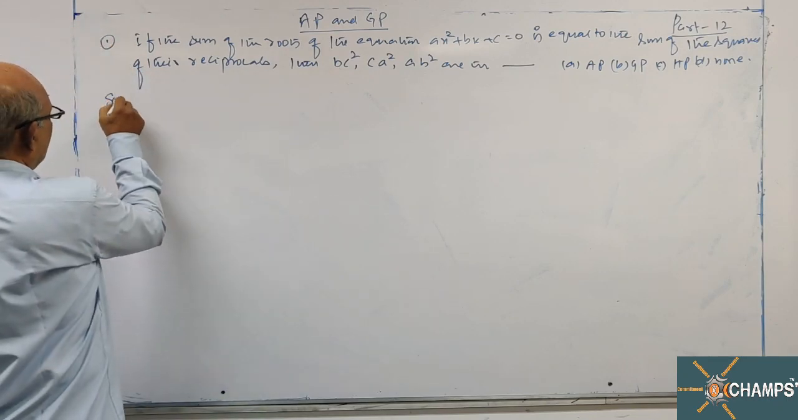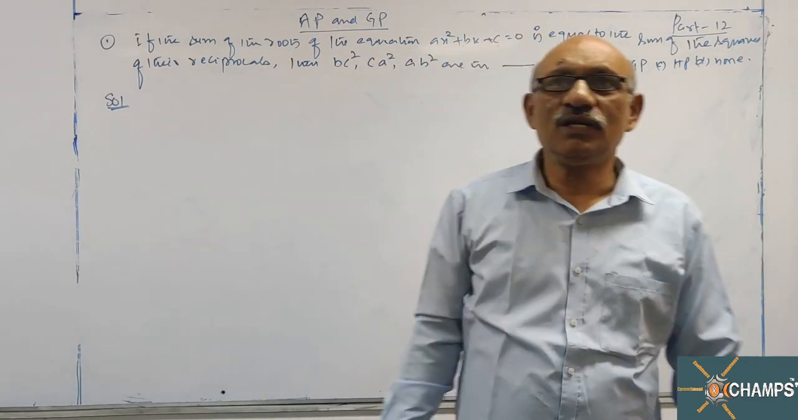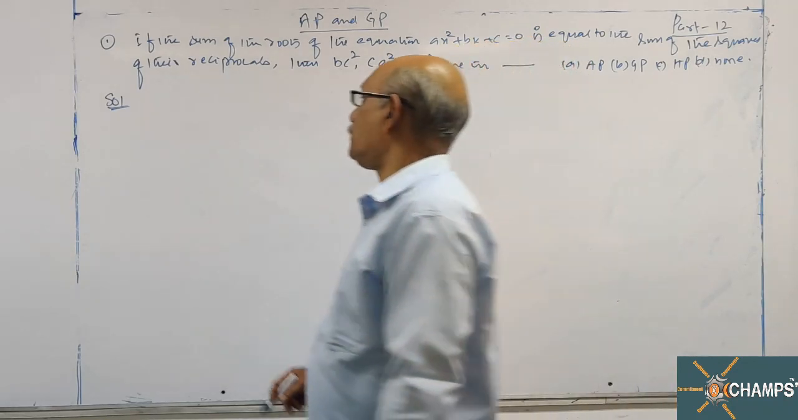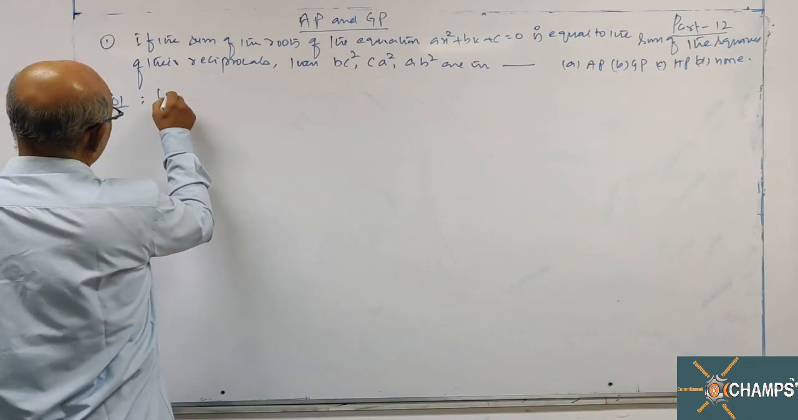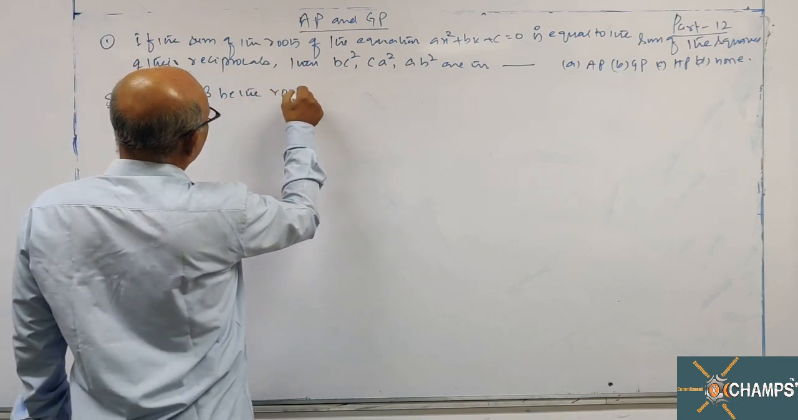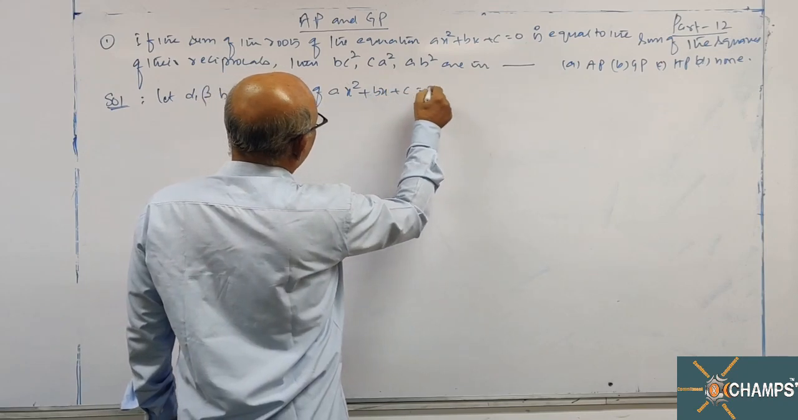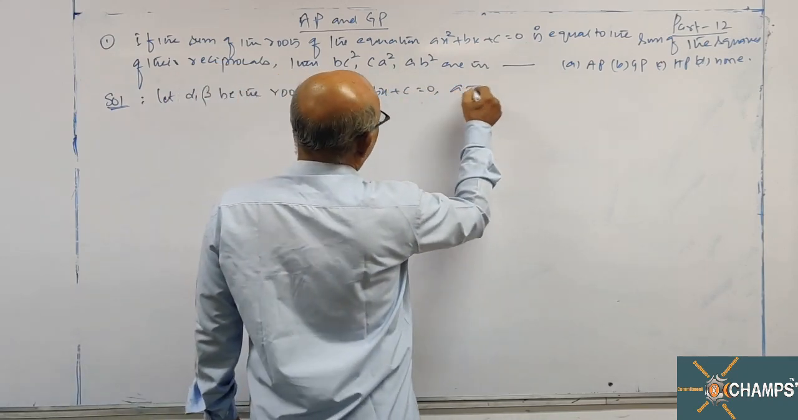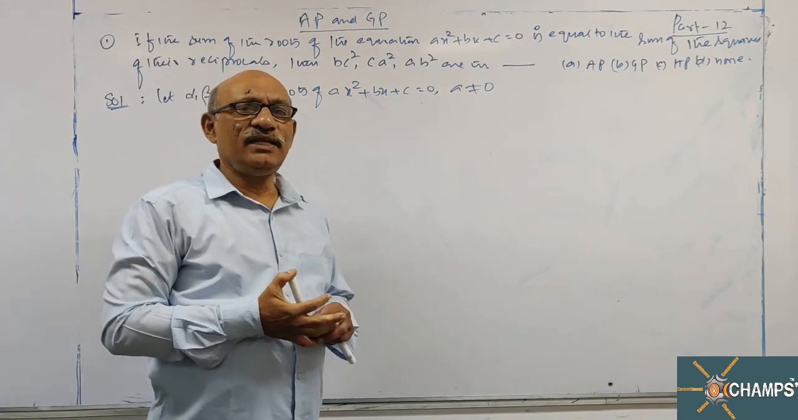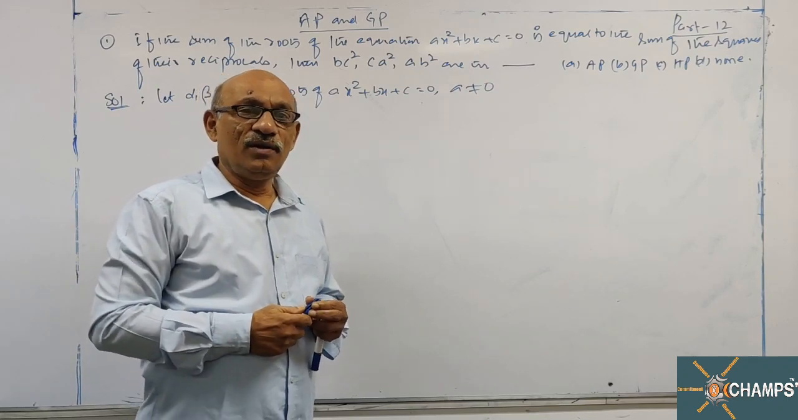Now how to proceed for this? What is given? Sum of the roots of this quadratic equation is equal to sum of the squares of their reciprocals. So let alpha comma beta be the roots of ax square plus bx plus c equal to 0, comma a is not equal to 0. If a is equal to 0, then it is not a quadratic equation. It will become a linear equation.